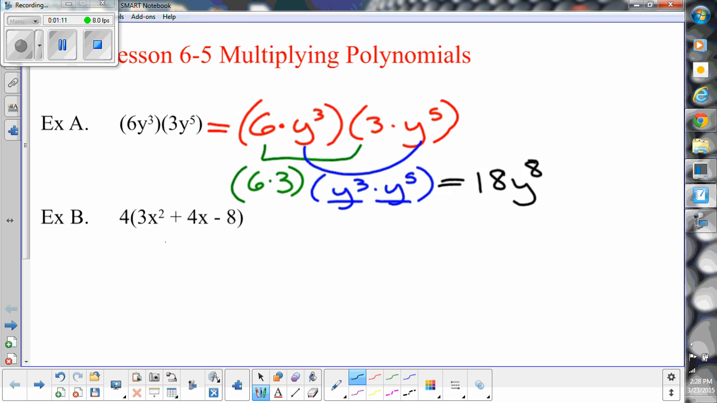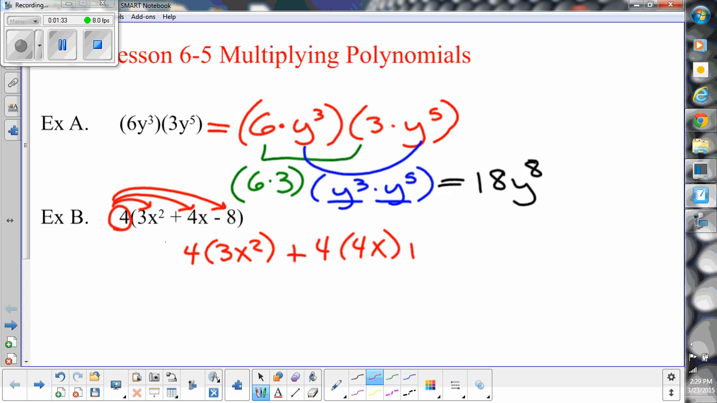So y cubed times y to the fifth is equal to y to the eighth, which is our answer, 18y to the eighth. In the second example, we're multiplying a monomial, this number up front, times a trinomial. To do this, we simply distribute 4 times 3x squared plus 4 times 4x plus 4 times negative 8. The factor that we're distributing is 4, and we are multiplying 4 times each term.